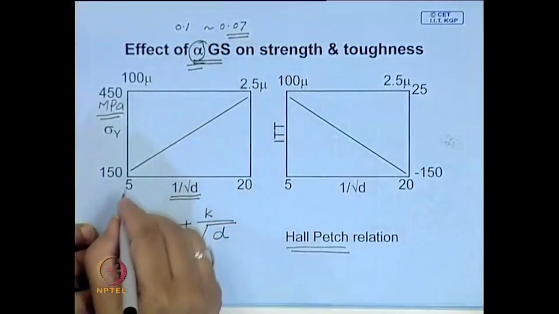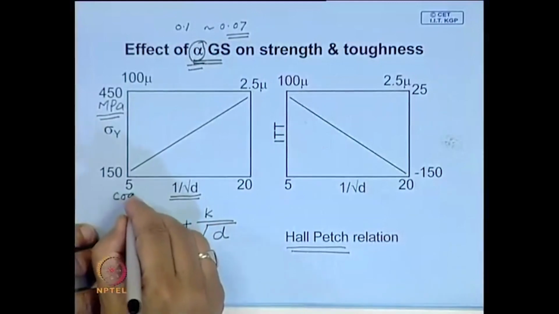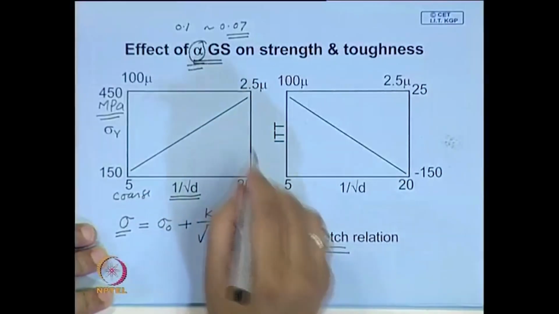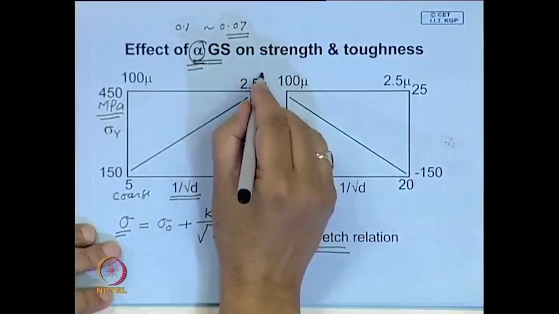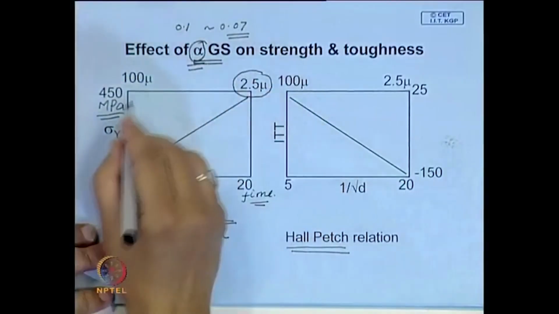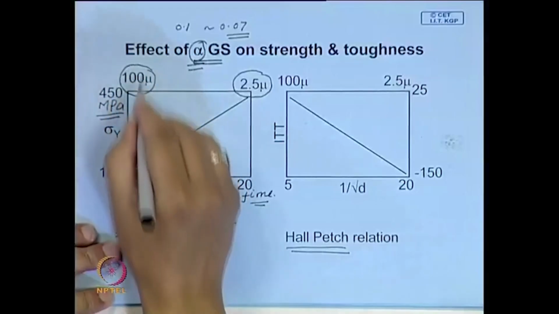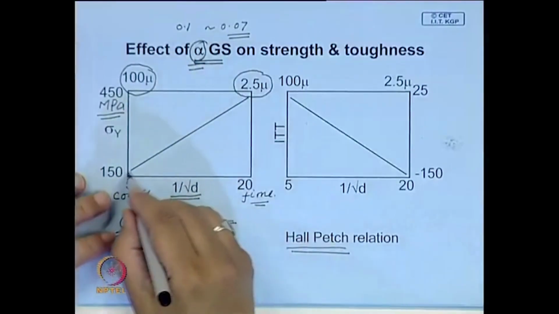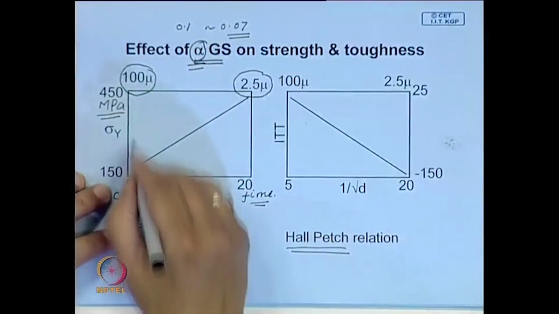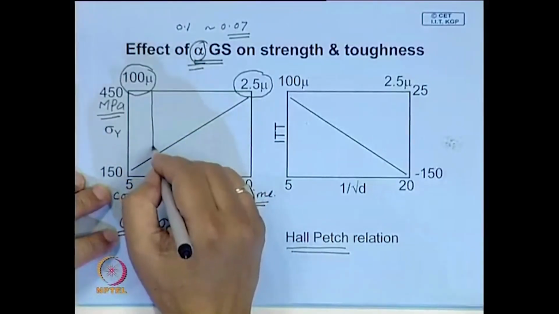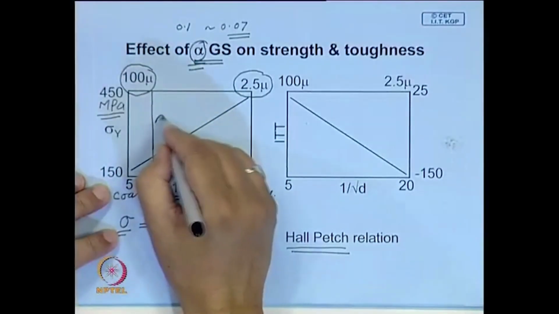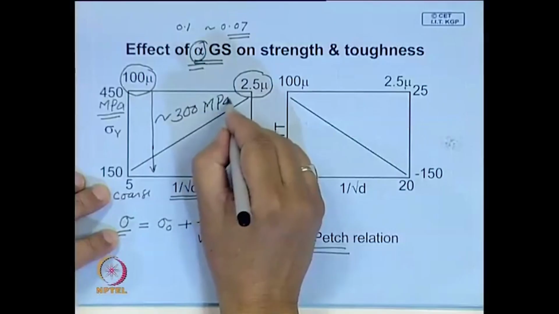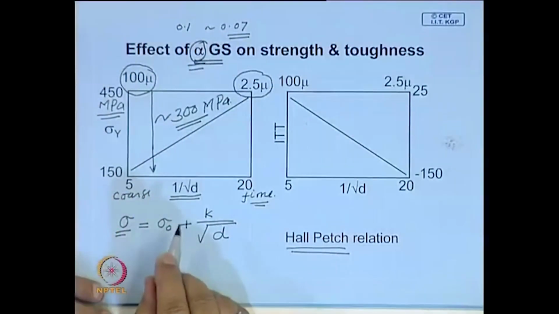So, this end means it is a coarse grain, this end is fine grain, and around here on this side you have around micron size, and this side is very coarse, maybe 100 micron, and it can have significant effect. That means this increase in strength from here to here is around say 300 megapascal, which is a substantial increase in strength.